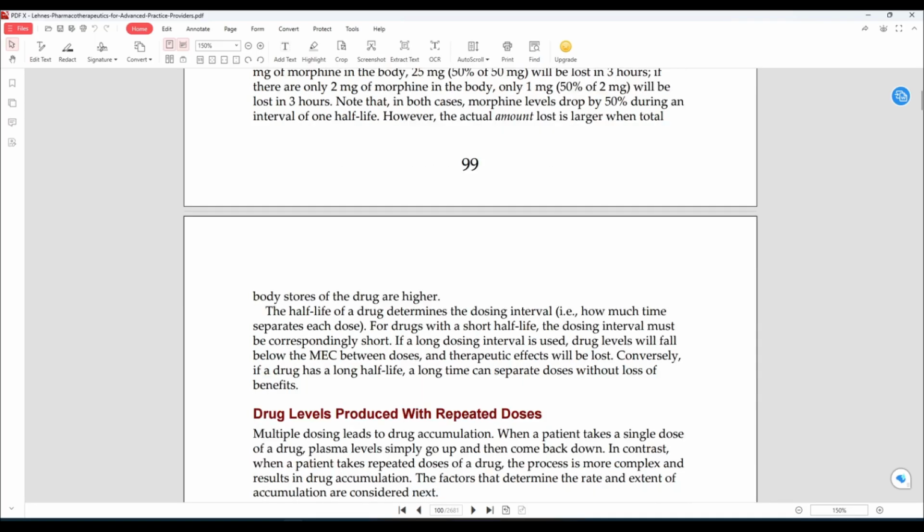The half-life of the drug determines the dosing interval. For drugs with a short half-life, the dosing interval must be correspondingly short. If a long dosing interval is used, drug levels will fall below the MEC. Between doses, the therapeutic effect will be lost. Conversely, if the drug has a long half-life, a long time can separate doses without the loss of the benefit.